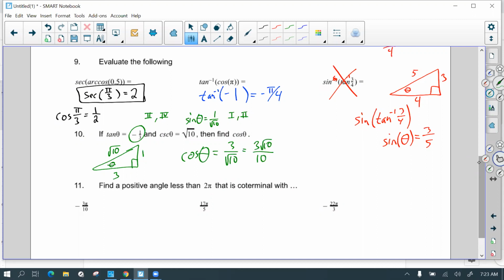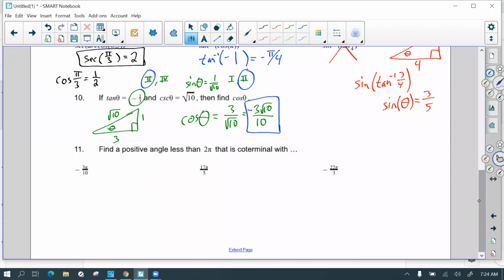And going back to the clues that you had, the tangent is negative, so it's either quadrant 2 or 4. The sine is positive, so it's either in quadrant 1 or 2. That means it has to be in quadrant 2. The angle that we're talking about has to be in quadrant 2, which means the cosine is negative. So -3 rad 10 over 10.